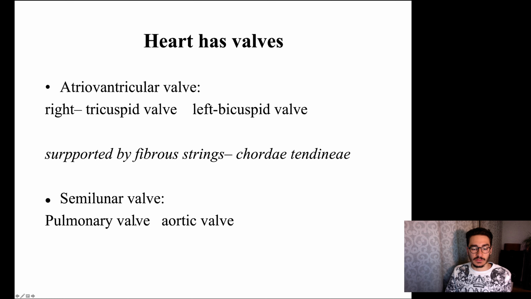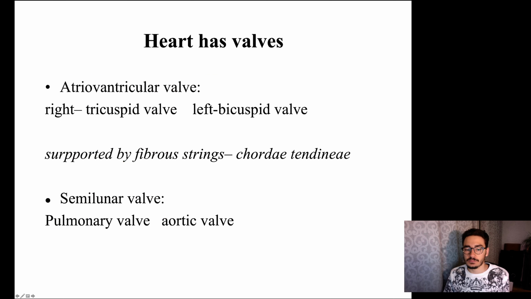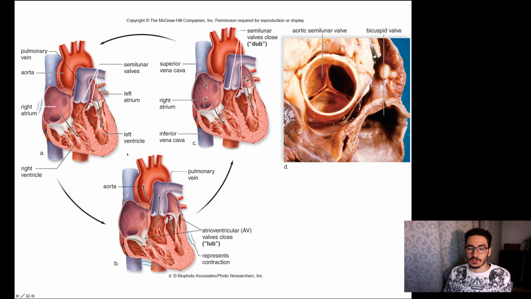We have the pulmonary valve and aortic valve, which are going to separate the pulmonary vein and pulmonary artery between ventricles. So let's take a closer look at those ventricles and those valves.